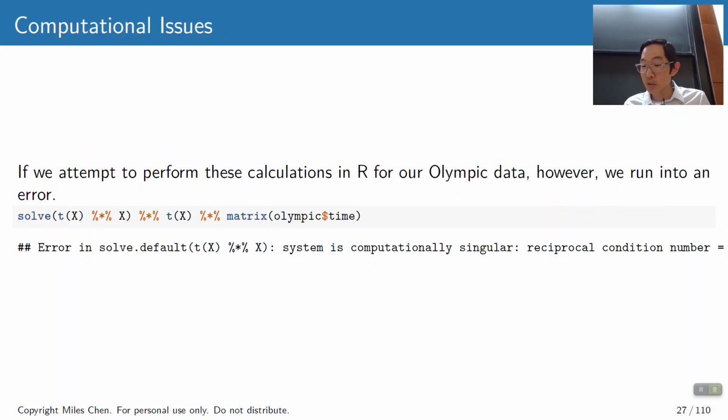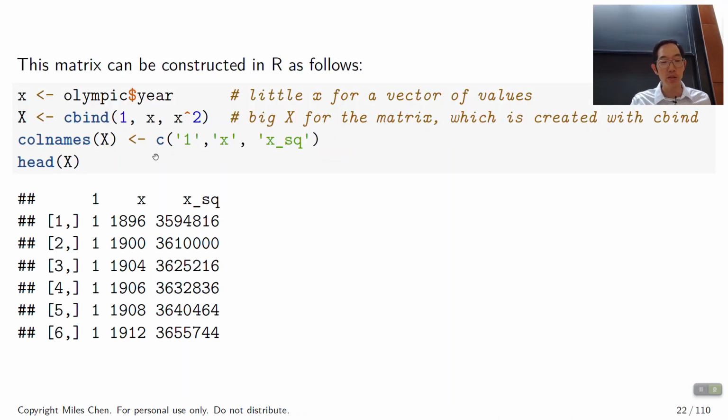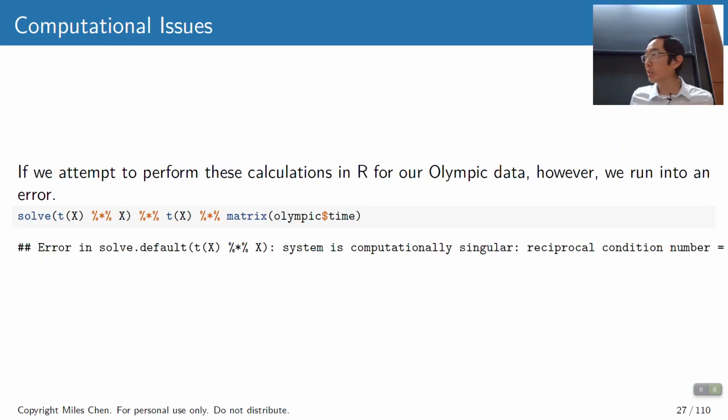So let's try to solve this in R. I'm going to take my X matrix. I think there are 28 rows, and I've got 3 columns. I created this way back here. I've got my column of 1s, column of x's, and column of x squared values. But I run into an error.